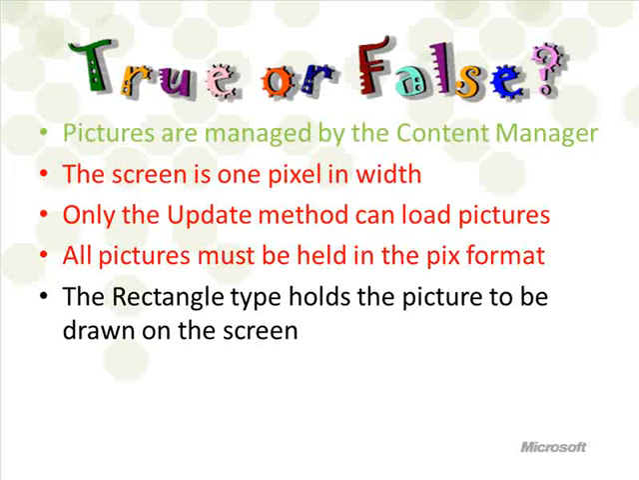The rectangle type holds the picture to be drawn on the screen. That's a good question. If you know the answer to this one, then you really have been paying attention and you deserve a prize. I have no prizes and I can't tell if you're agreeing or not, but the answer is that the rectangle type does not hold the picture. It just says where to draw it, so that's going to be false. So 1 true and 4 falses. Ooh, how terrible. Okay, moving on.